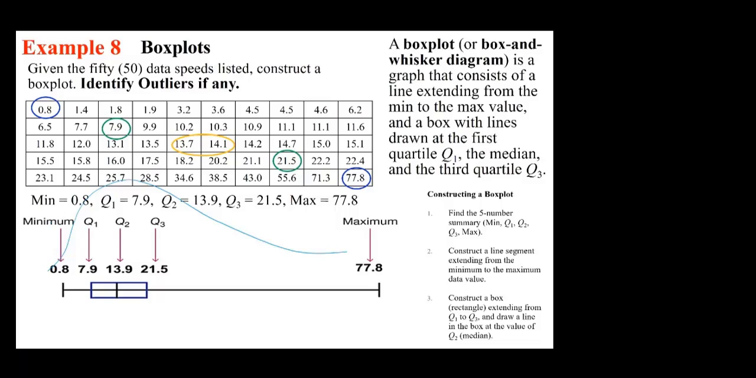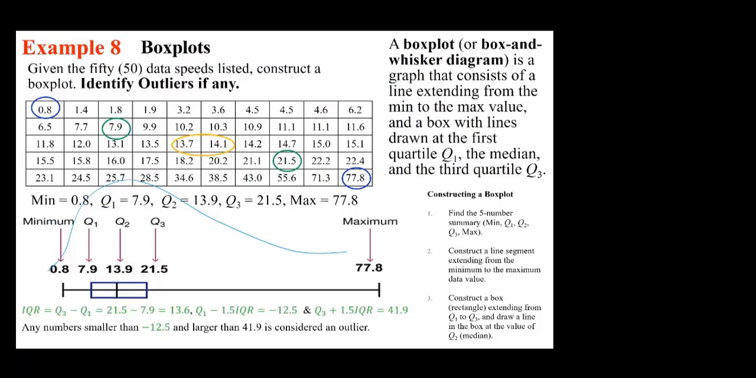Now, let's answer the final piece. Outliers. Do we have any? Here's the process. We have to find the IQR. IQR by definition is Q sub 3 minus Q sub 1. So we calculate that. Now, anything less than Q sub 1 minus 1.5 IQR, or anything larger than Q sub 3 plus 1.5 IQR, is an outlier. So all you have to do is look at your data, and you see you don't have anything less than negative 12.5. Look at 41.9, and clearly 43 is larger, and everything after that. Therefore, they are considered outliers.